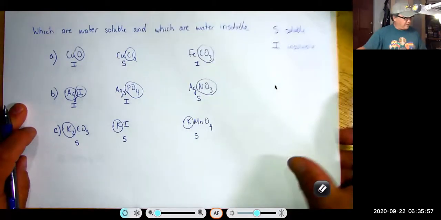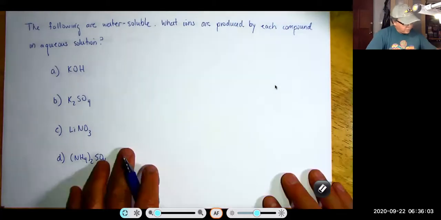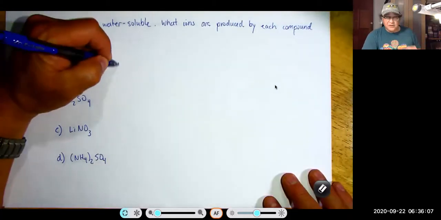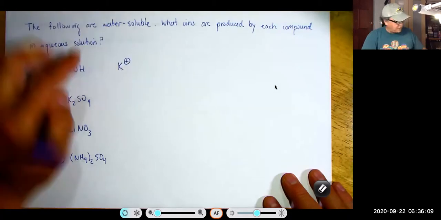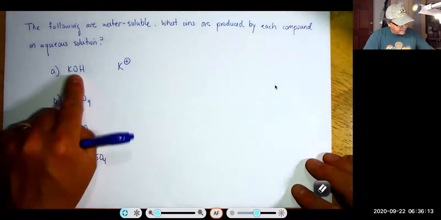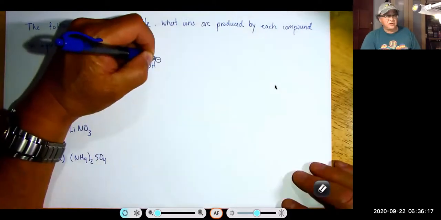Okay, the following are water soluble. What ions are produced by each compound in aqueous solution? Well, the first one, we know that the metal is a potassium ion. It's in group 1A with a +1 charge. And the rest of it must be the anion. And we recognize that as being the hydroxide ion with a -1 charge.